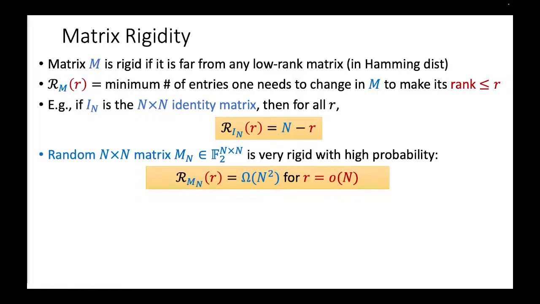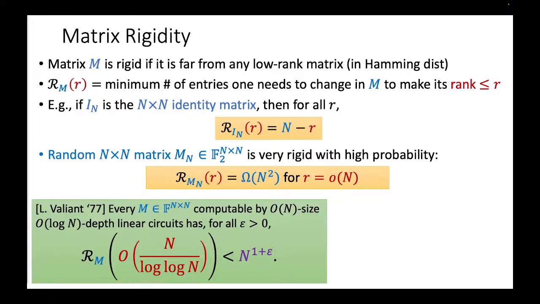Okay, so matrix rigidity was introduced by Leslie Valiant in the 70s. And he introduced it toward the goal of proving lower bounds for these linear circuits that I've been talking about. What he showed is that if you have any n by n matrix that's computable by a very small circuit, a linear size log depth linear circuit, then from that you get a rigidity upper bound: you can change only n to the 1 plus epsilon entries of the matrix, and it changes rank to sublinear, like n over log n.